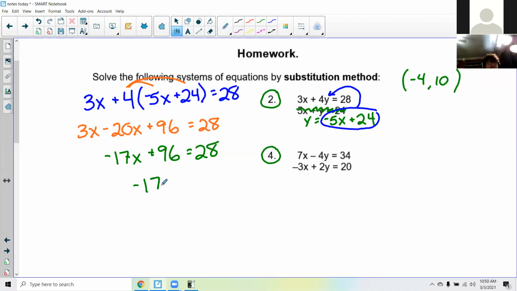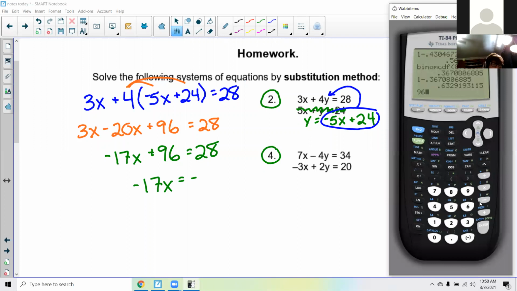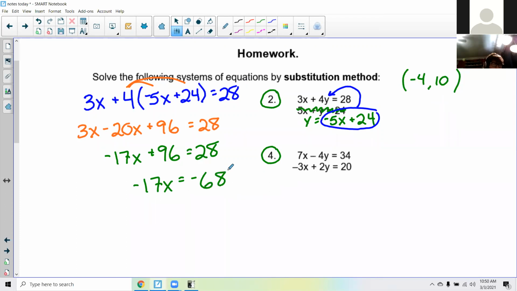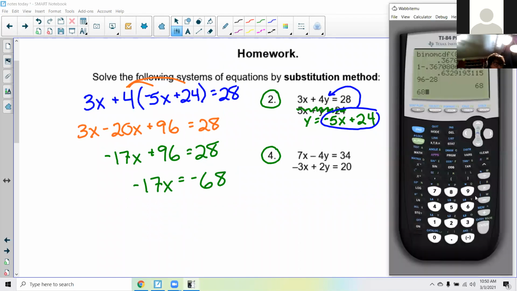I get negative 17x equals, this is going to be negative, what is this? It's negative 68. And then solve for x. Divide both sides by 17. Negative 68 divided by 17 is 4. So x is 4.